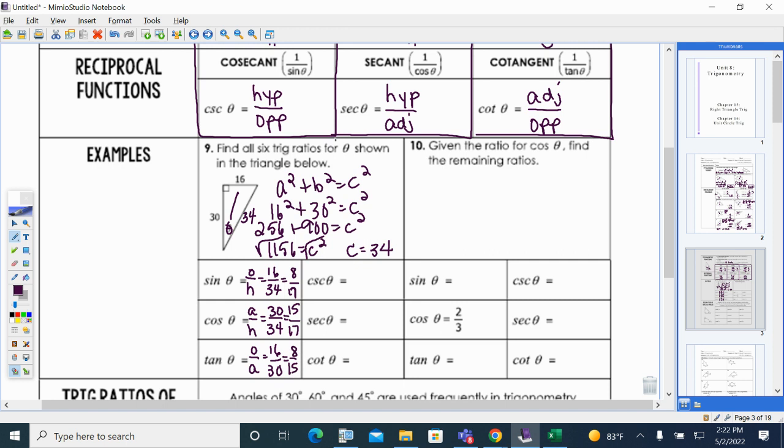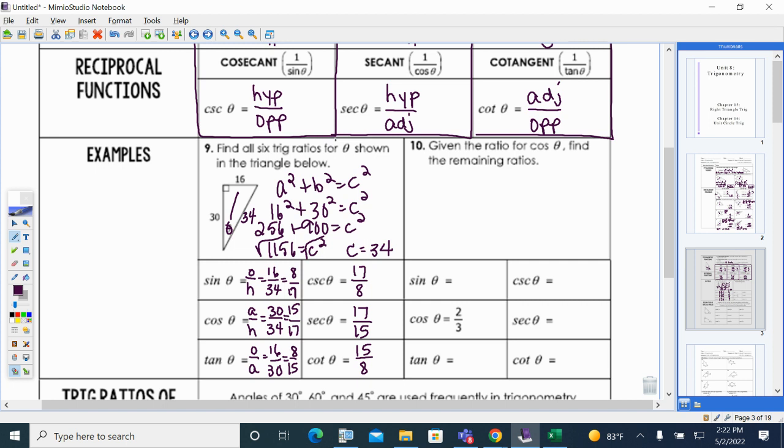Now, if you have the sine, cosine, and tangent, it's very easy to get the cosecant, secant, cotangent. The cosecant is going to be the reciprocal of sine, so 17 over 8. Secant is the reciprocal of cosine, so 17 over 15. And cotangent is the reciprocal of tangent, so just flip that fraction. And that's how that's done.